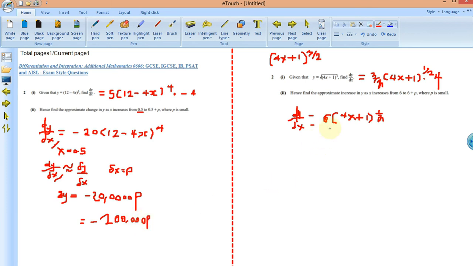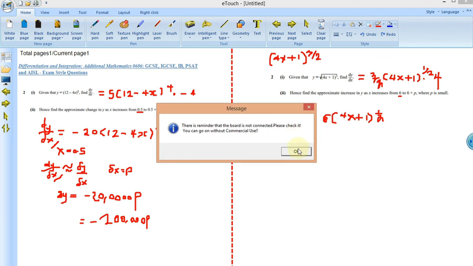Similarly here also, this one, x increases from 6. So when x equals 6 in this now, let me use 6 times 4, which is 24. 24 plus 1, that's 25. So 25 raised to power half, that is the square root of 25, that is 5. So 5 times 6, 6 times 5 is 30. So that is 30 now.